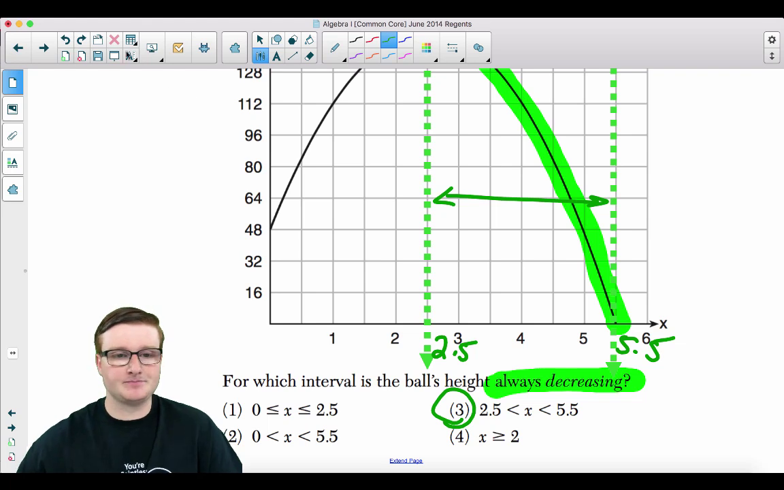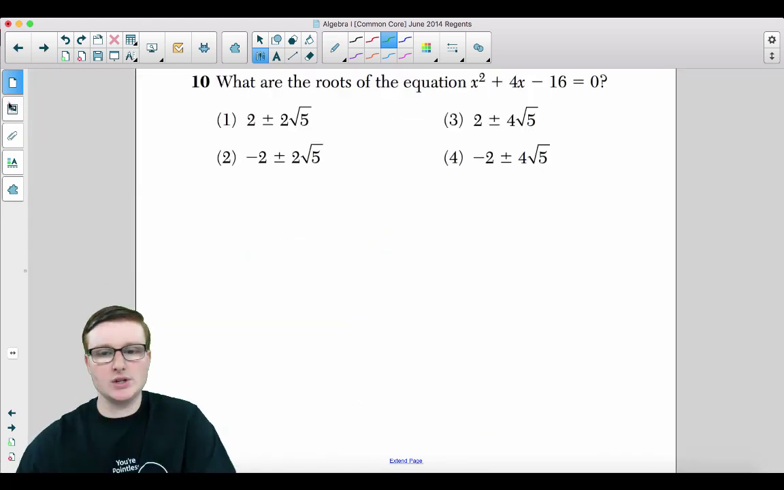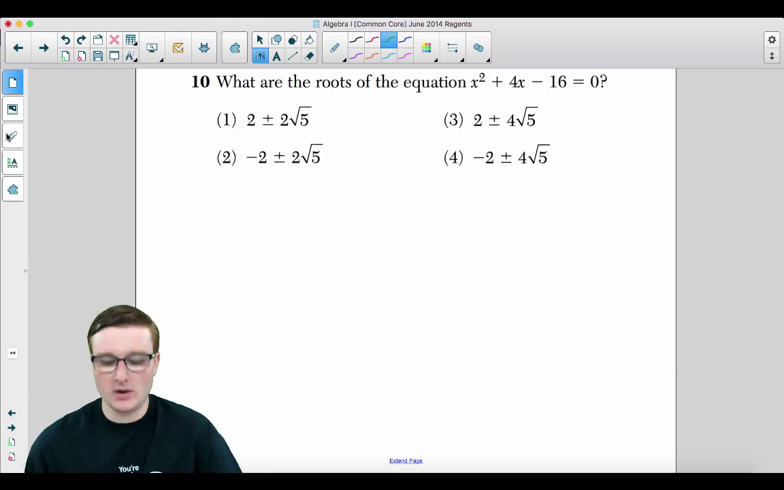All right, moving on. Now it's question 9. Moving on to question 10. What are the roots of the equation x squared plus 4x minus 16 is equal to 0?